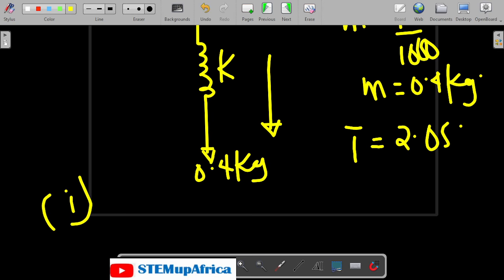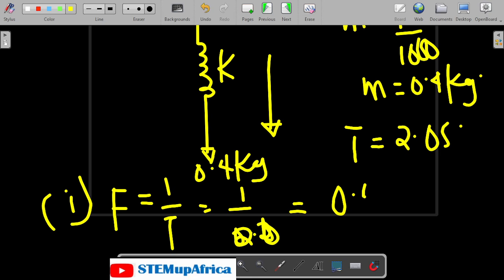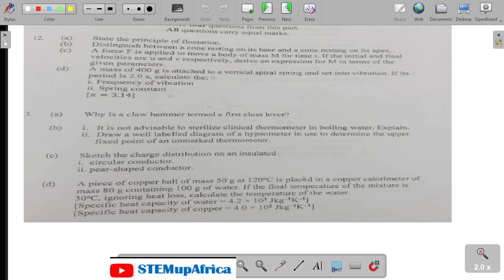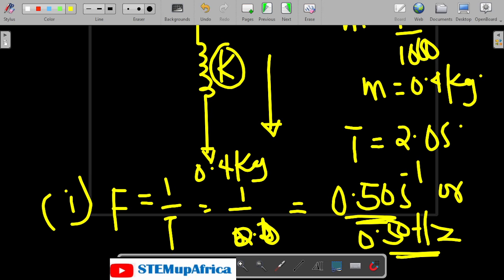So romantic on 1, now we know that frequency is the reciprocal of the period, which is simply 1 over 2.0. 1 divided by 2 is 0.50 per second, or 0.50 hertz. Hertz serves as the SI unit of frequency. Then I've got 2, so you calculate the spring constant, which is our k here.